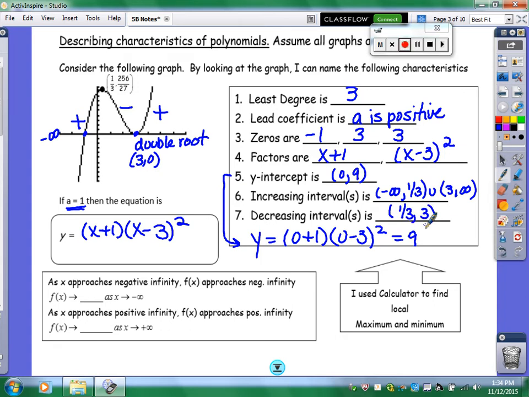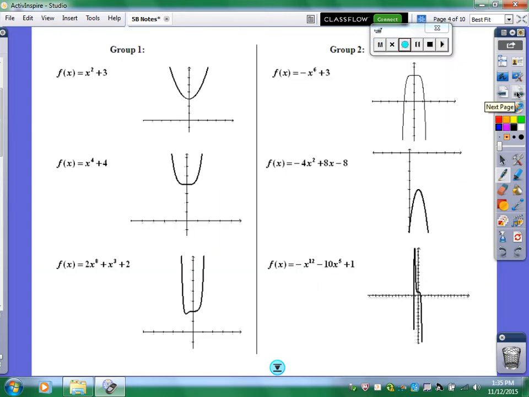In end behavior, as x approaches negative infinity, my y is going down, so it's approaching negative infinity. And as x approaches positive infinity, my y is going up, so it's approaching positive infinity. Notice this is an odd degree. Anytime you have an odd degree, the end behaviors go in opposite directions. We're going to look more at that in just a moment. So you need to be able to tell me about the end behavior.